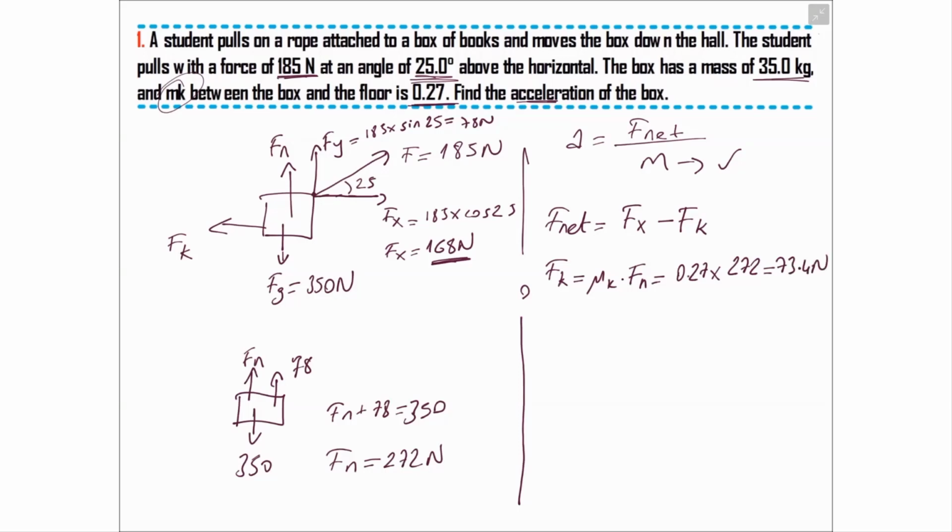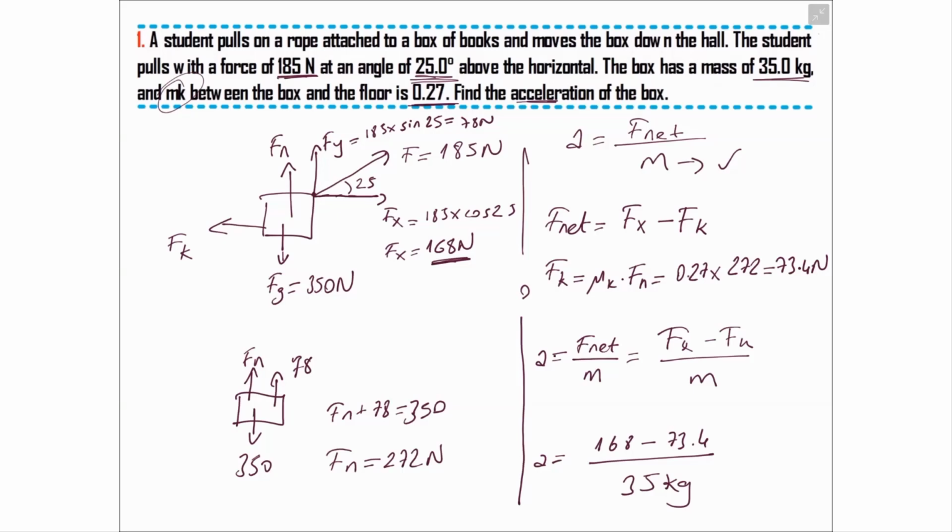The result will be 73.4 Newton. And to calculate the acceleration, again I will write the formula. Acceleration equals F net over mass, and F net equals Fx minus Fk. So acceleration will be Fx, 168, minus Fk, 73.4, over mass, 35 kilogram. And the acceleration is going to be 2.7 meter per second squared.